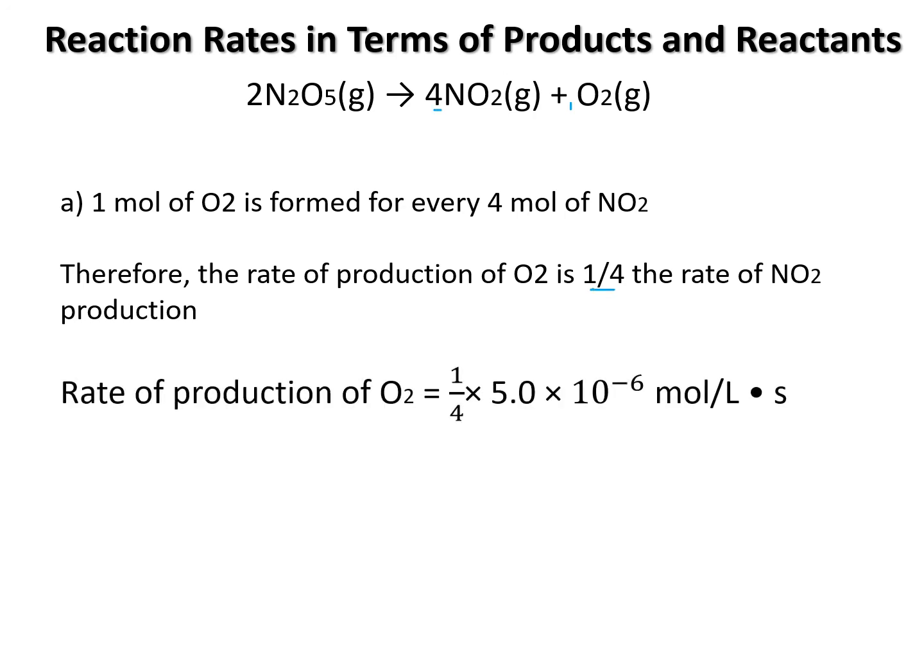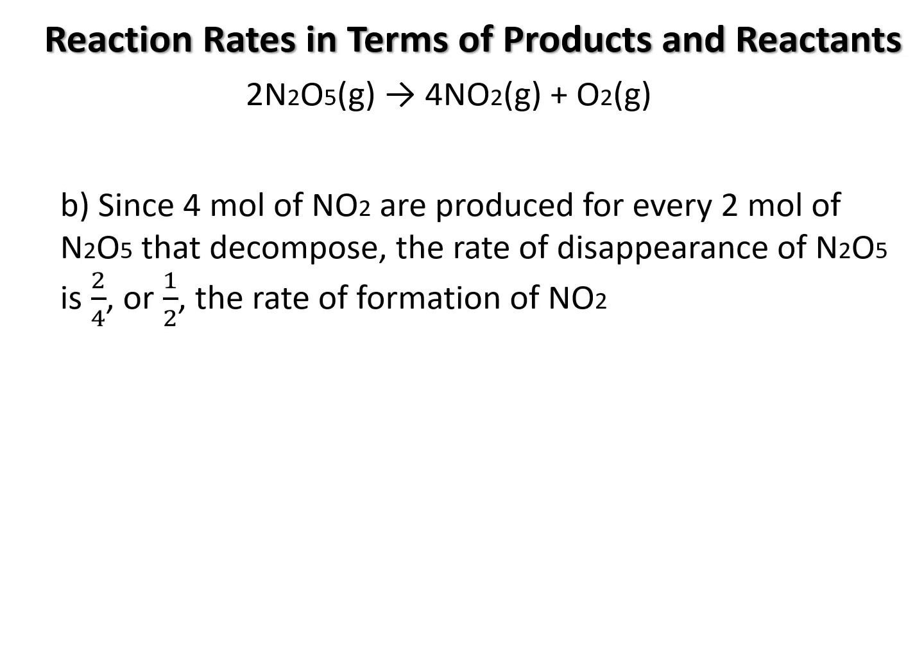All we're going to do is say the rate of production of the O2 is equal to that 1/4 multiplied by the value that was given in the question. And there you go. That is your answer. So it's just using these fractions, or perhaps they're not necessarily a fraction. It could be a whole number. It all depends.